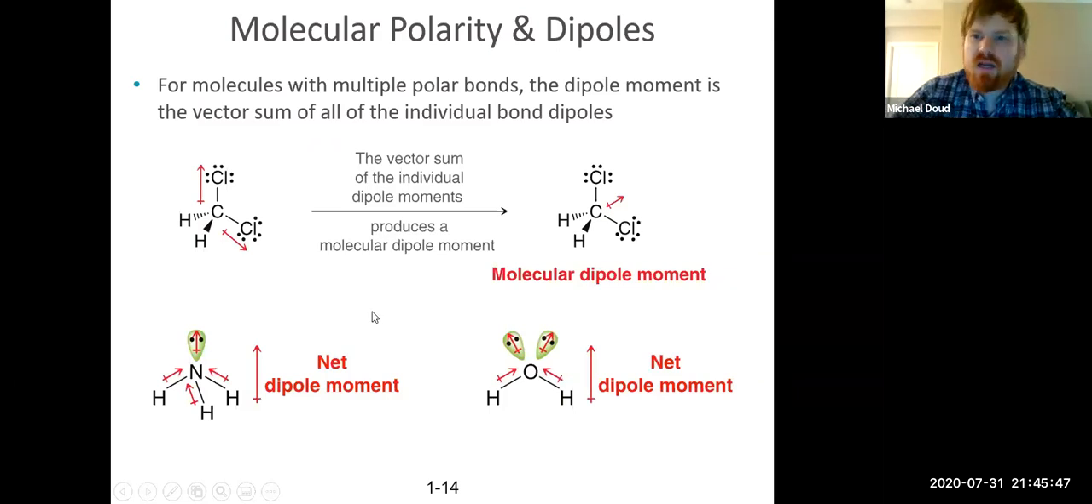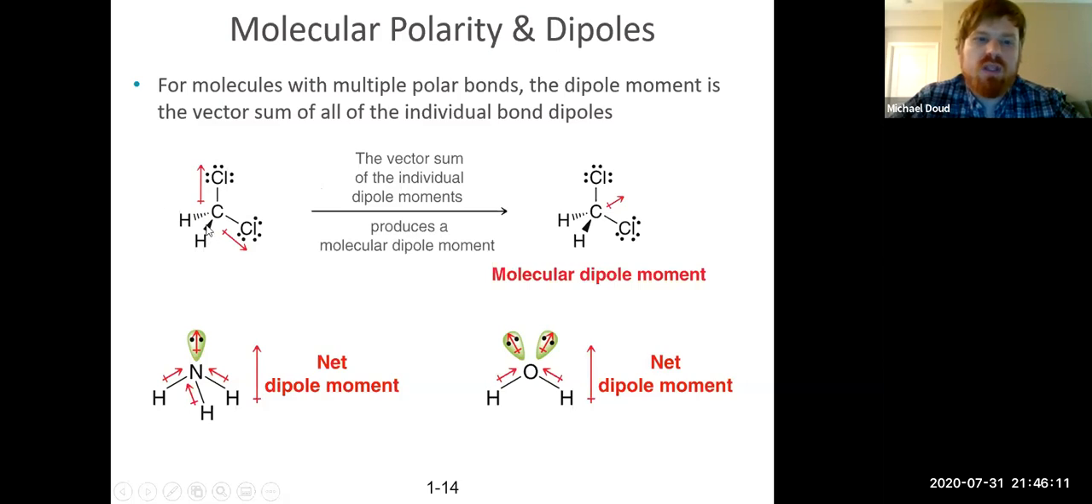Now, that's not enough. We can't just focus on the polarity of bonds. We also have to consider the geometry of a molecule. And not only do we have to have these polar bonds, they also have to be asymmetrically arranged. So the overall molecular dipole moment is going to be equal to the sum of the individual bond dipoles. Now, you can do this easily as a vector addition.